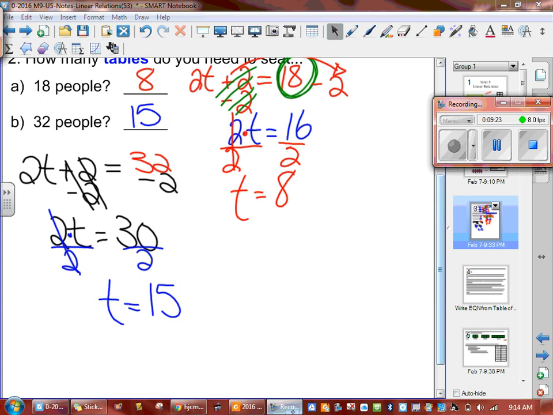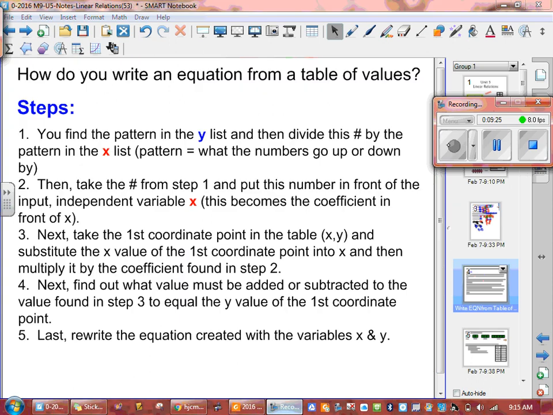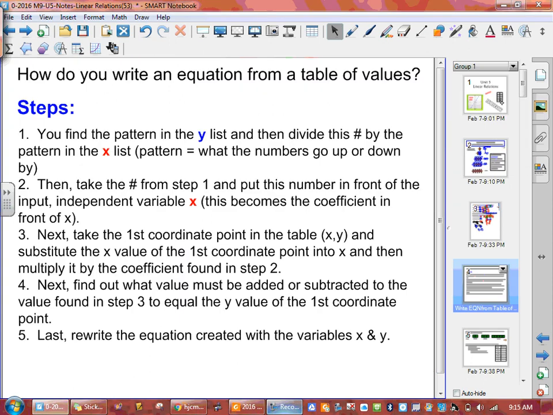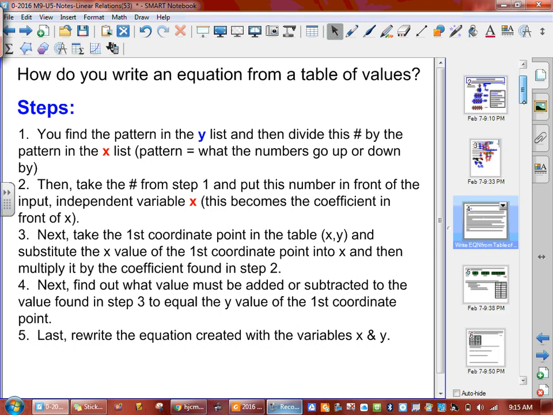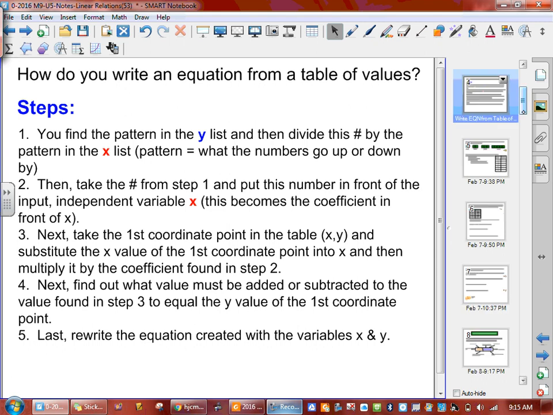All right, welcome back. We are now going to talk about what if we've got a table of values. Because often we're not given the equation, we have to create an equation. So we're going to create an equation from a table of values. Here are the steps, steps 1 to 5. I'm going to let you read those on your own. We're going to do it together as an example. So we're going to take a look at our first example.